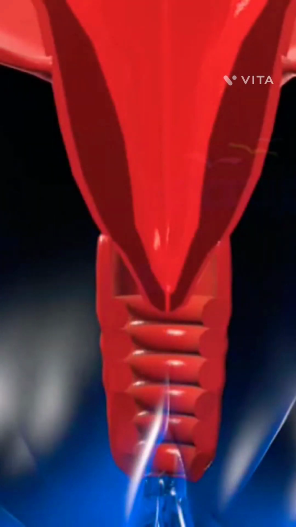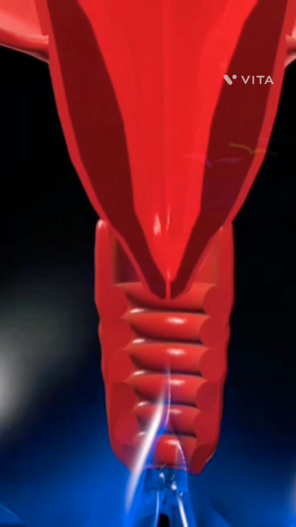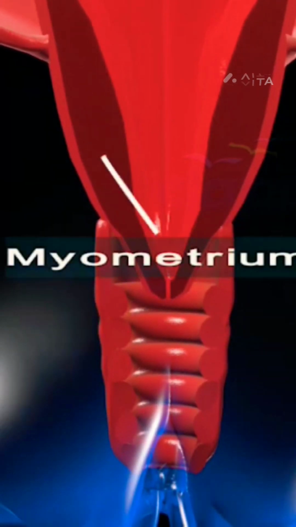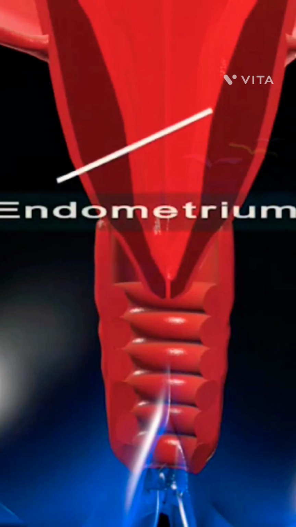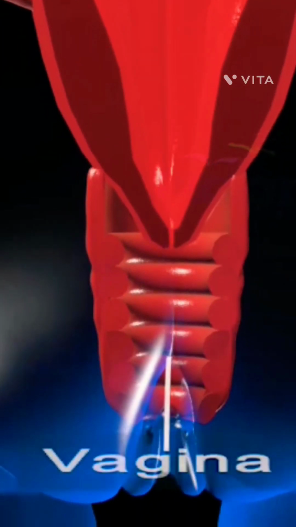Uterus has 3 layers. The outer thick layer is called perimetrium. The middle layer, which is made of smooth muscles, is called myometrium. The inner glandular layer is called endometrium. Myometrium is involved in uterine contractions. Endometrium undergoes cyclic changes during the menstrual cycle.